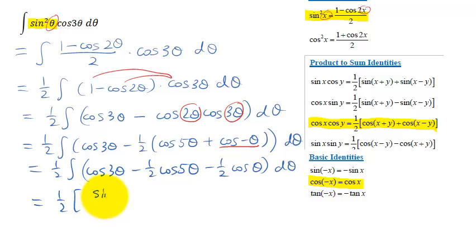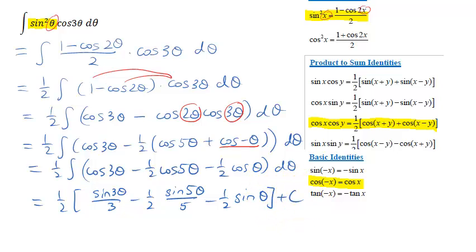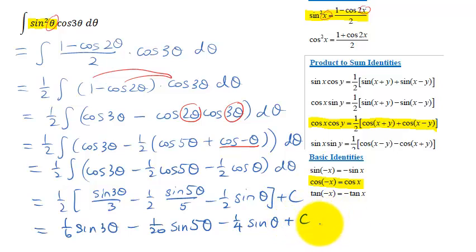Integrate cosine 3 theta gives me sine 3 theta over 3. Integrating cosine 5 theta gives me sine 5 theta over 5. And integrating cos theta is simply sine theta. So now I just have to simplify this. I have half times 1/3, which is 1/6. I have a half times a half times a 1/5, which gives me 1 over 20. I have a half times half, which gives me a 1/4. So this is my answer.